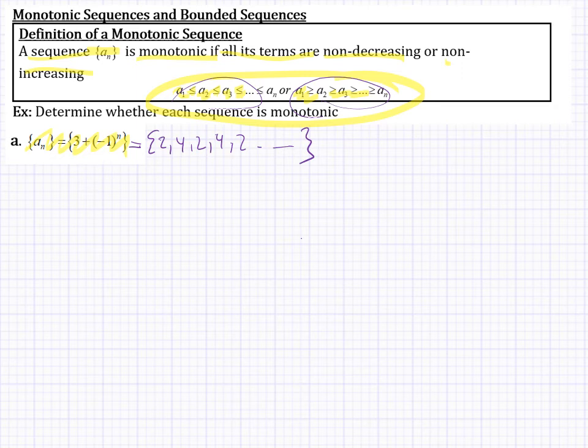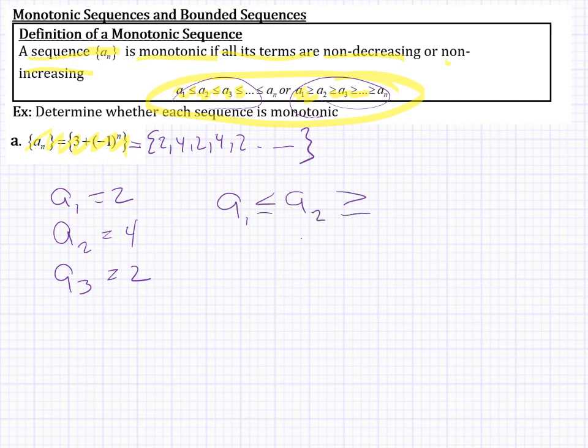So to show this is pretty easy. To show something's not monotonic, you say, well, a sub 1 equals 2, a sub 2 equals 4, a sub 3 equals 2. So a sub 1 is less than or equal to a sub 2, but that's greater than or equal to a sub 3. Therefore, it's not monotonic. You could simply show that with a couple of terms, that this doesn't work out to be non-increasing or non-decreasing. To show something is monotonic might be a little bit harder, so you have to show that this always holds.